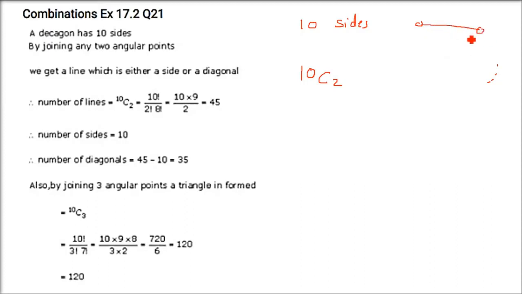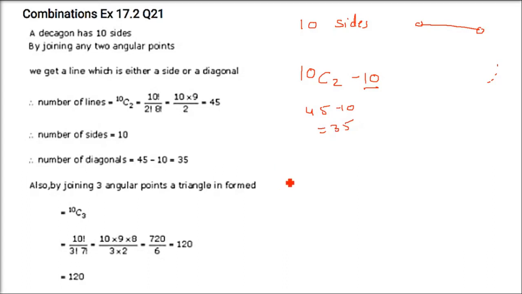But because the sides are also involved in this 10C2, there are 10 sides. So you have to subtract this 10 from here. You have to subtract this 10 which are the sides. Because in 10C2, you have taken all the lines, which includes the sides also. You have to remove this from the actual answer. So 10C2 minus 10, 45 minus 10, that is going to be 35.